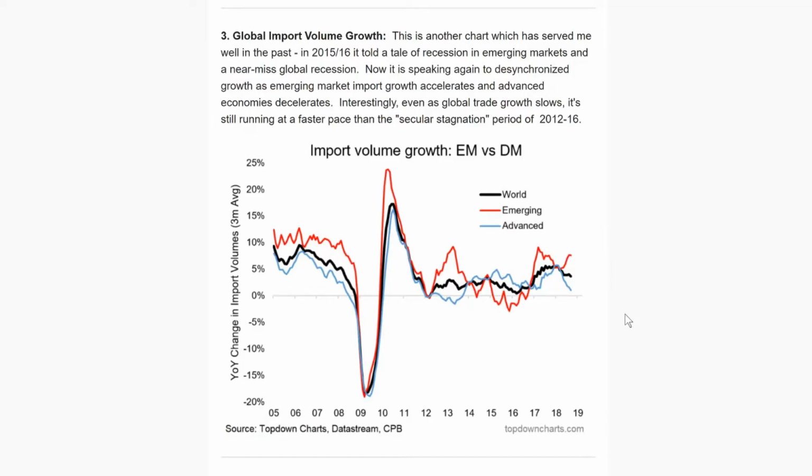Number 3 is also a very interesting chart for the global picture, and what we've got here is import volume growth put together by the CPB in the Netherlands, for emerging markets and advanced economies, and then of course for the world. And this one is again something that's been quite useful for me in the past.